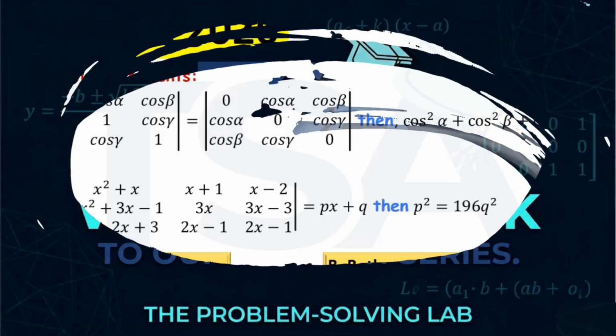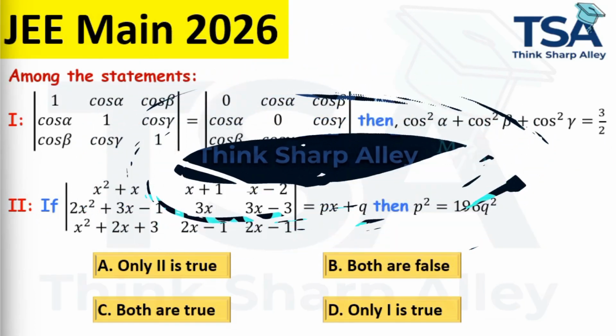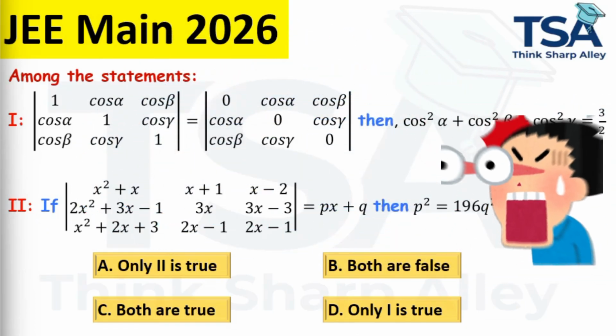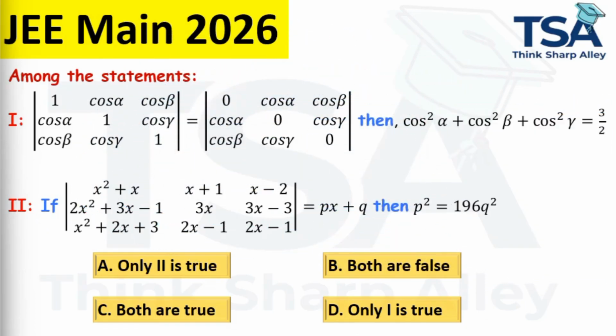Welcome to episode number 5 of our JEE Main series. We have been given 2 statements and 1 massive trap. Most students will see this and immediately start a 10-minute expansion journey. That is trap number 1.